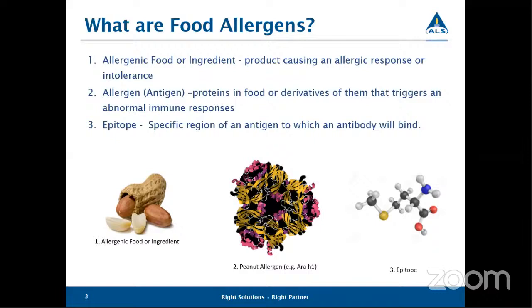And then we can zoom in yet again, even a little bit more. Within that globular structure of that protein, there's going to be an epitope. If you were to zoom in, it'd be a very small region of one of those strands. And it is where an antibody would actually bind to that antigen.